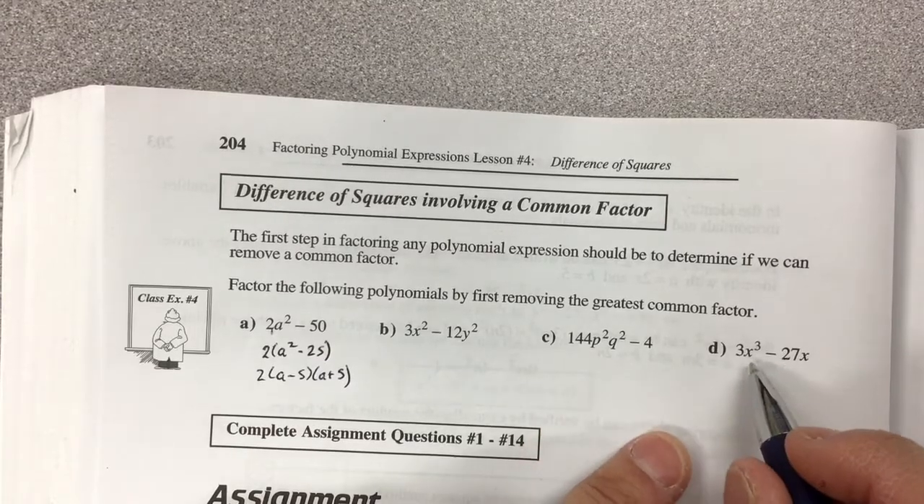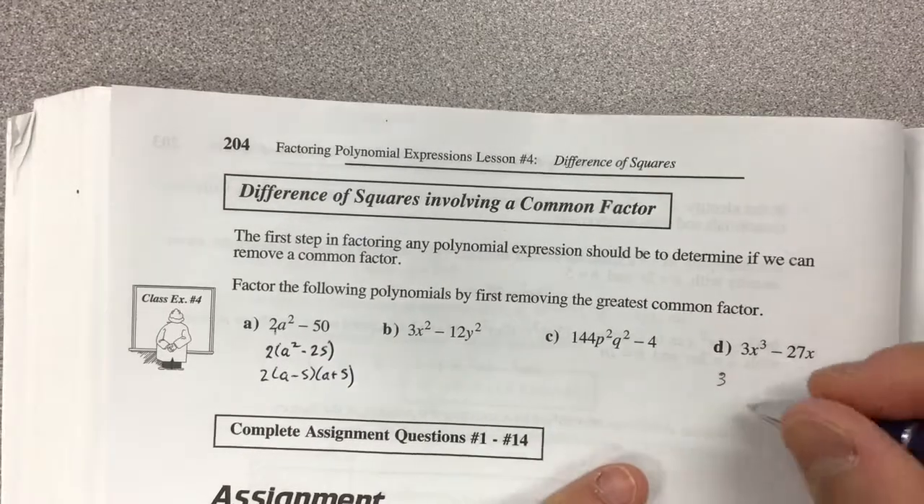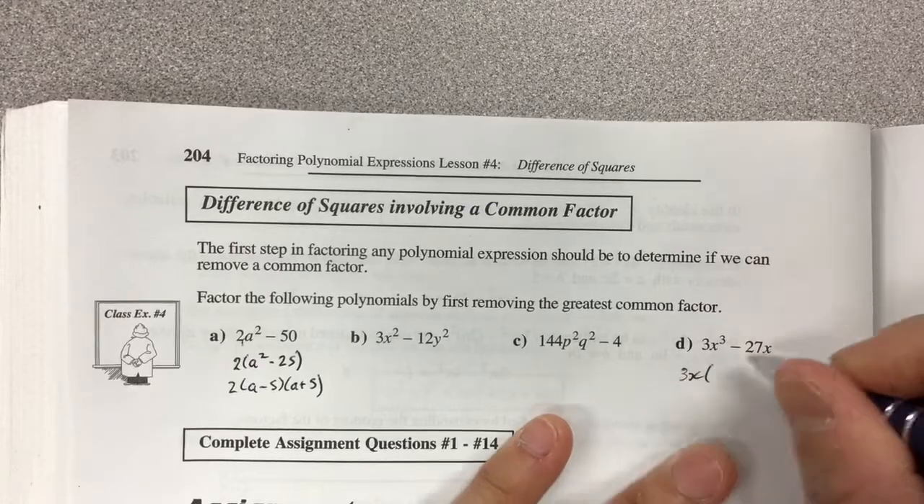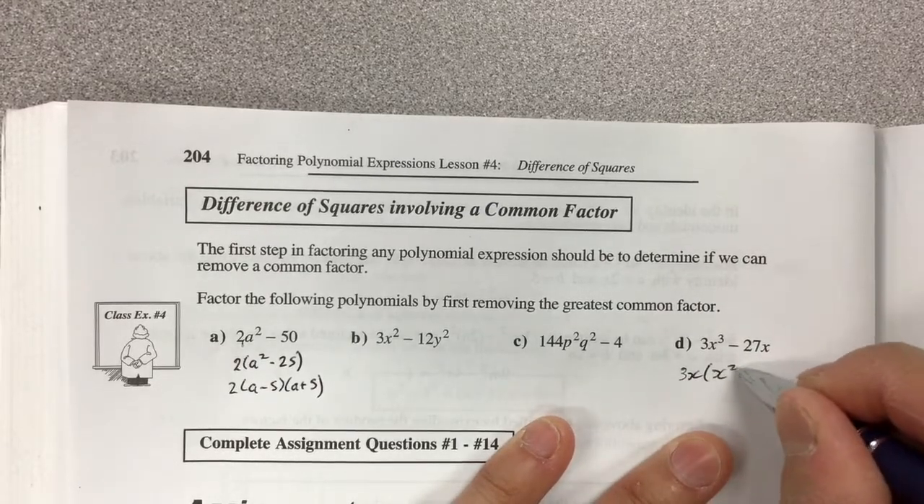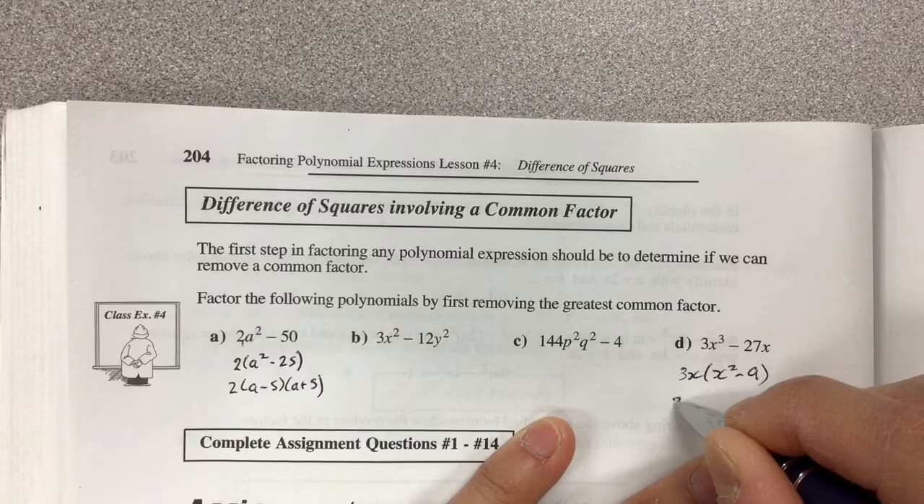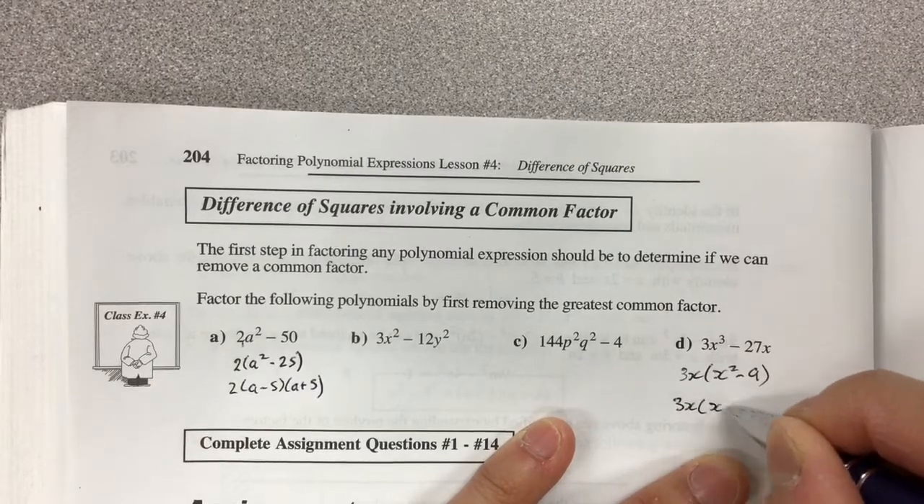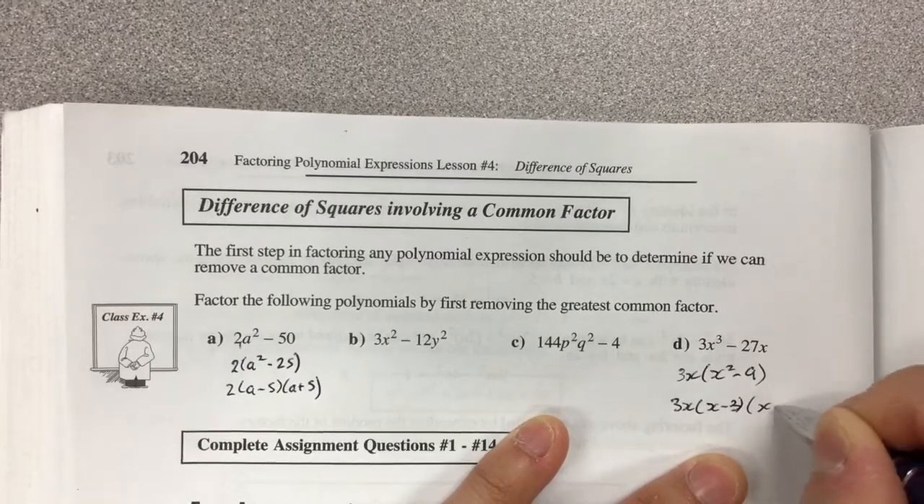Here I can take out 3x, again revealing my perfect square. That would result in x squared minus 9, and my final answer of 3x, x minus 3, x plus 3.